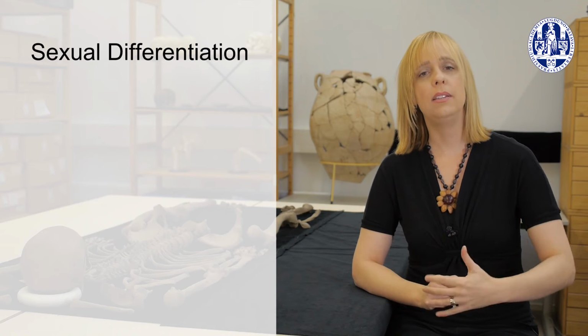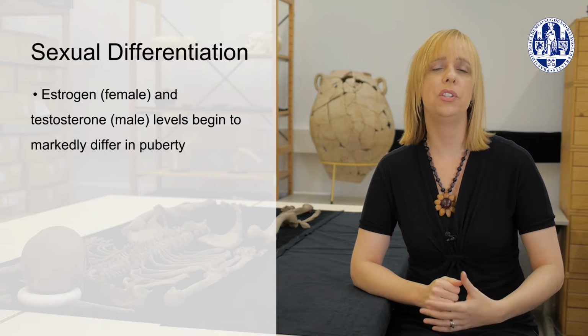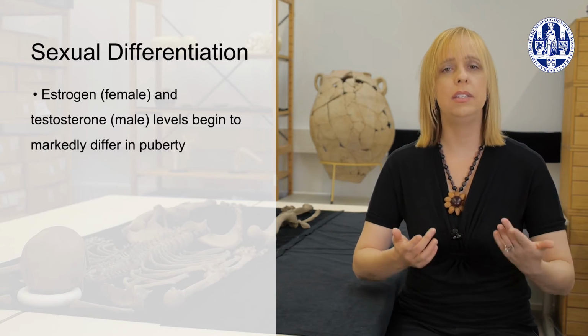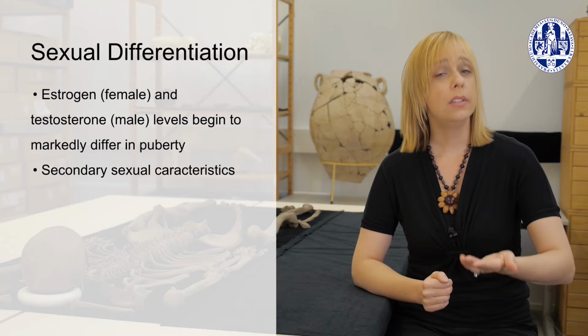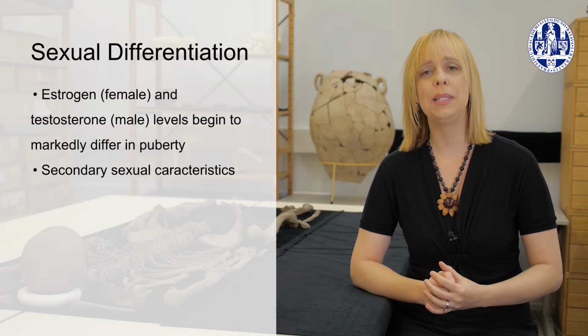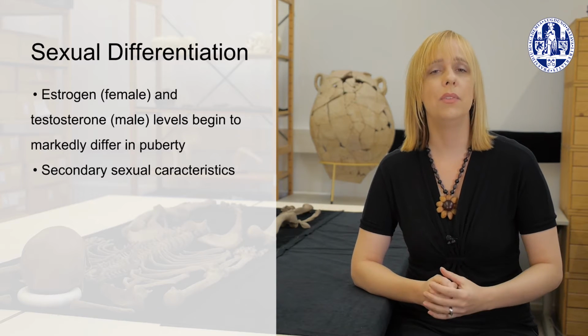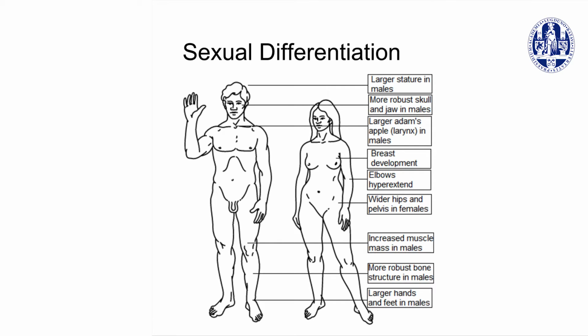The levels of the two main sex hormones, estrogen, which is higher in females, and testosterone or androgen, which is higher in males, begin to markedly differ during puberty, and as we know, cause differences in male and female secondary sexual characteristics. Some of the differing secondary sexual characteristics result in changes to the underlying skeleton, and these are the basis of our sex estimation methods. For example, once puberty hits, there's an increase in the size and mass of muscles and bones in males. However, in females, there's a widening of the pelvis.